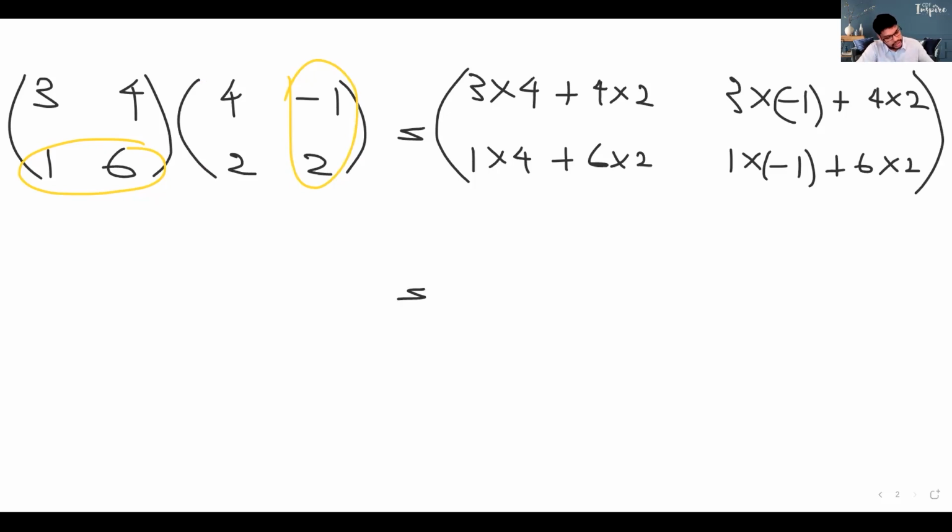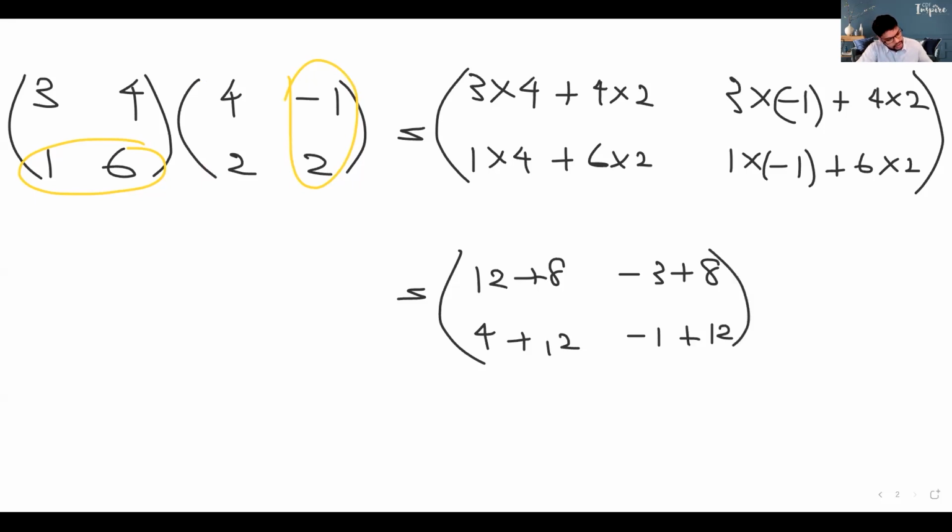So 3 times 4, that is 12, plus 8, and 1 times 4 is 4, plus 12, and negative 3 plus 8, and negative 1 plus 12, right? So the answer would be 20, 5, 16, 11, right? This would be the answer to part 5b.